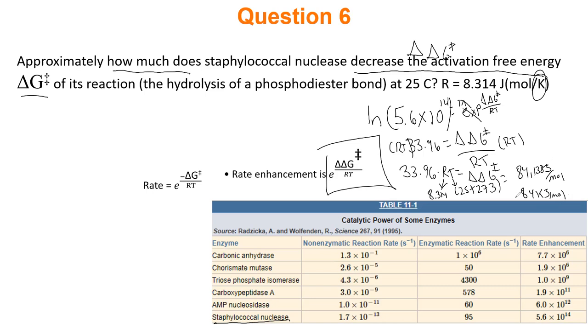So what this says is that this enzyme is lowering our transition state by 84 kilojoules, which is basically 2.5 ATP. So it's lowering our transition state by a lot, which is why our rate enhancement is huge, 5.6 times 10 to the 14th. So it's speeding up our reaction by an incredible amount because we are lowering that transition state by an incredible amount.